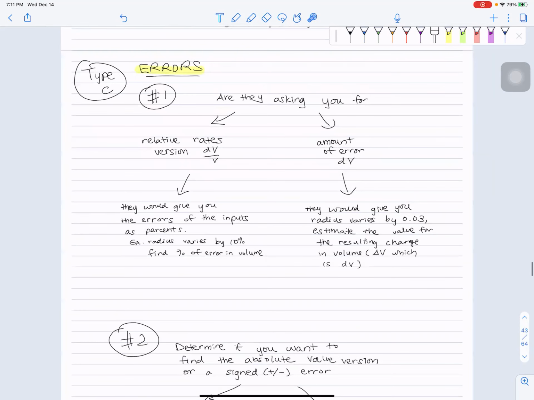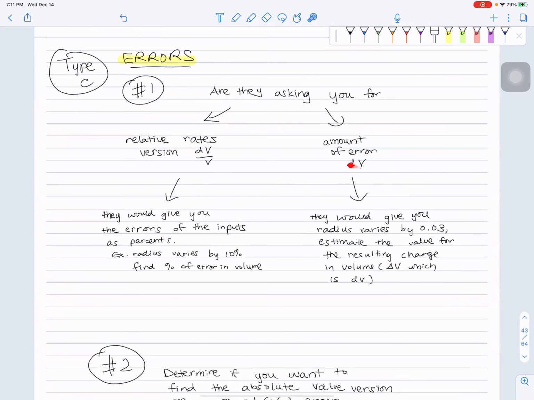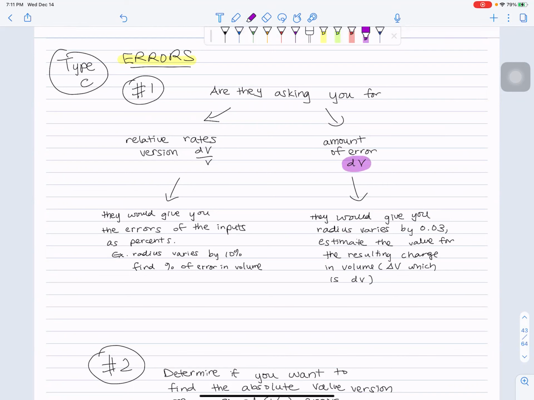If they ask you for the amount of error, like if they say the radius varies by 0.3, they give you an actual number, that means they want you to find dv. So just d variable. But if they give you a percentage, that means they actually want you to find dv over v. So whenever there's a percentage, it's always this notation. You have d variable over variable. If they give you an actual number, they just want you to find d variable.